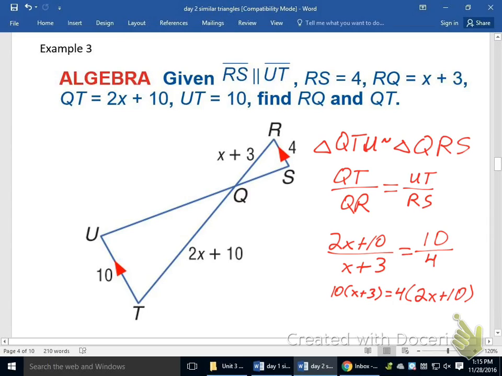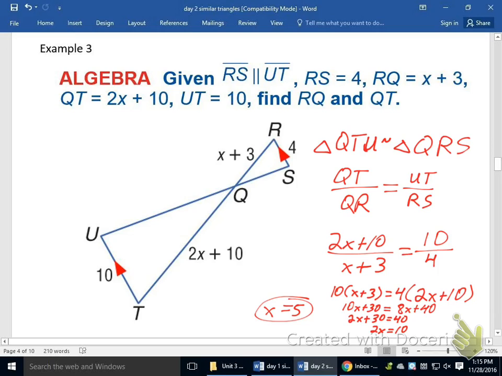And go ahead and get that multiplication done. So 10x plus 30 equals 8x plus 40. Subtracting 8x from both sides, I get 2x plus 30 equals 40. Subtract the 30, 2x equals 10. Divide by 2, x equals 5.